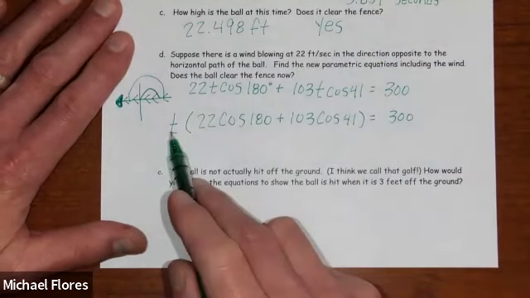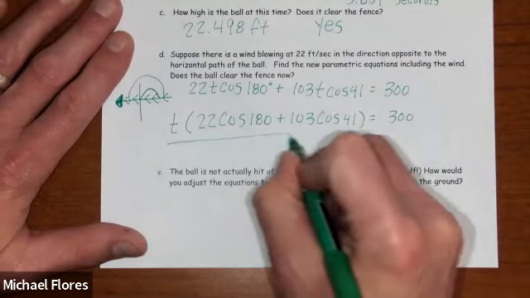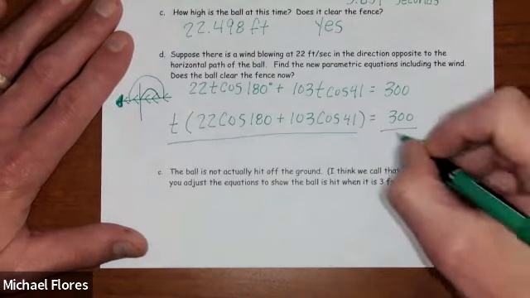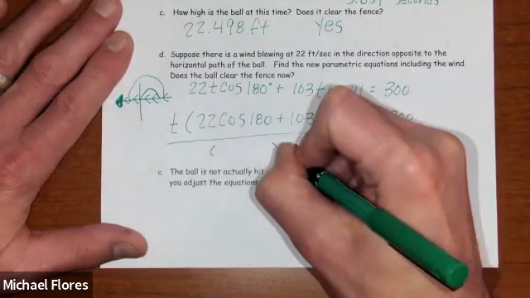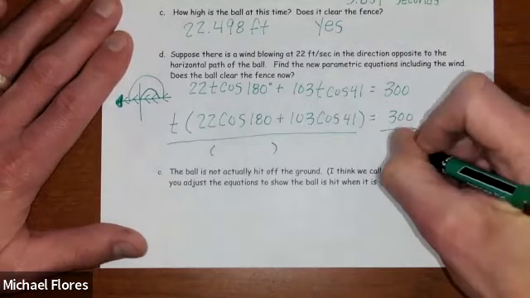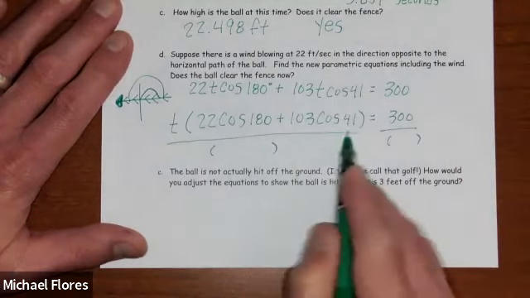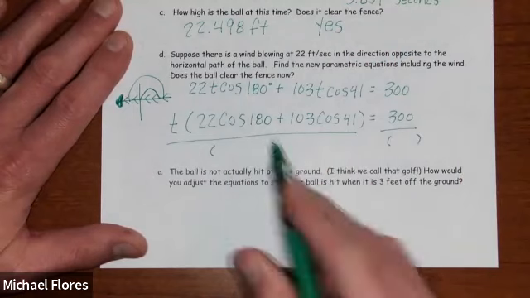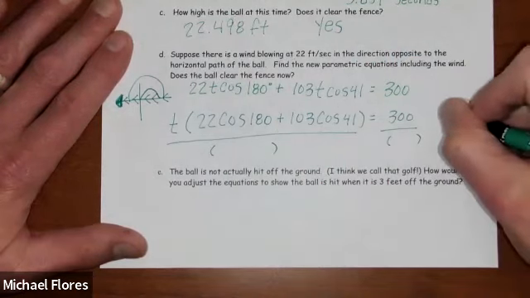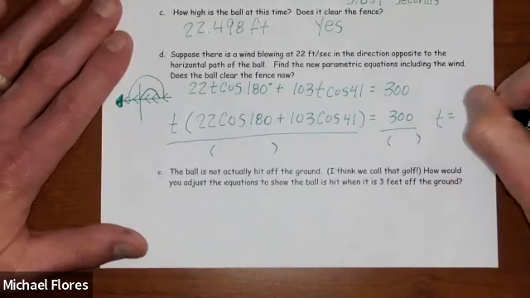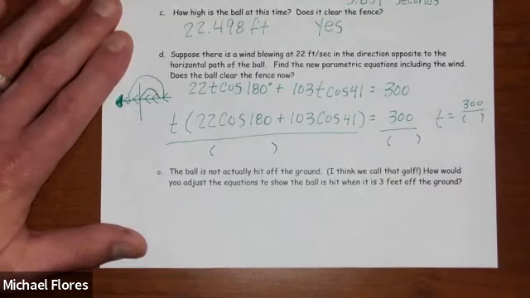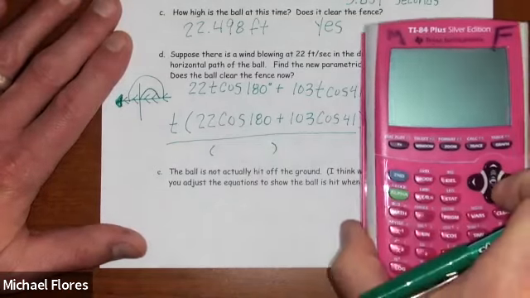Now, in order to get t all by itself, all we have to do is divide both sides. I'm not going to write that all again. That's a lot. We're going to have to divide both sides by what we have in parentheses here. And if we do that, we'll get t equals 300 over all that stuff in parentheses. So let's plug that into our calculators now.